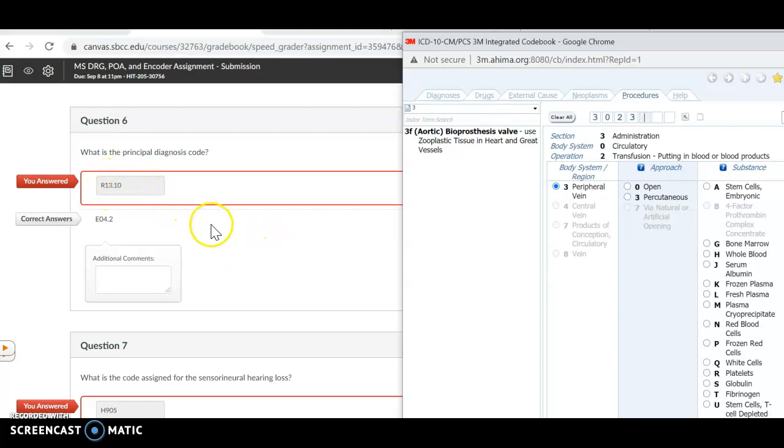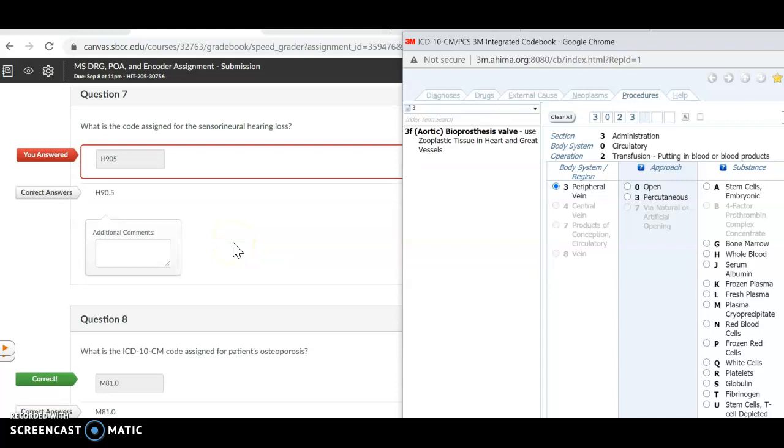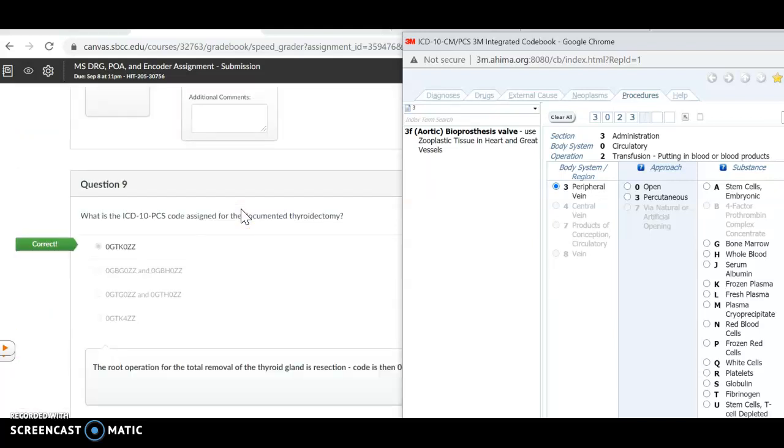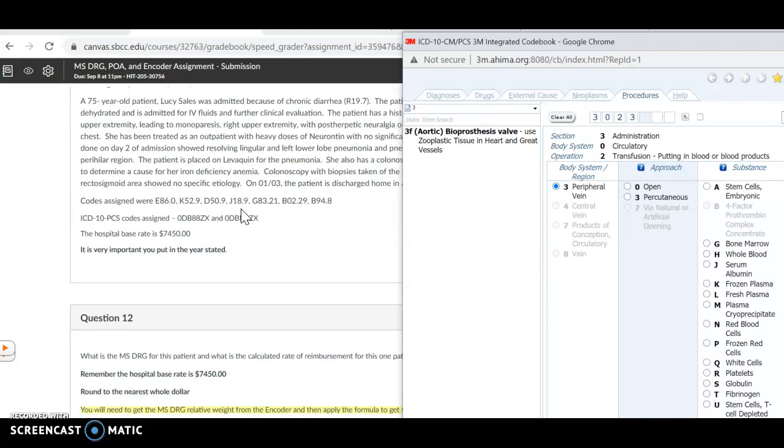So your R codes, they're going to be principal diagnosis maybe in an outpatient setting or when you don't have anything else. This one here, again, you really need to be cautious on putting that decimal point in. We are in advanced coding, and right in the syllabus, it does state that I will be taking points off for that.